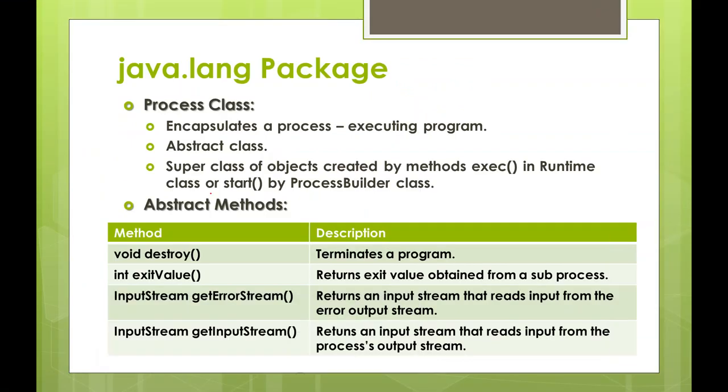Okay, so let's move on to one of the important classes, that is Process. Okay, it encapsulates an executing program. This is an abstract class, so we cannot create an instance of this particular class. This is a superclass for objects created by the exec method in your Runtime class, and start is a method in your ProcessBuilder class.